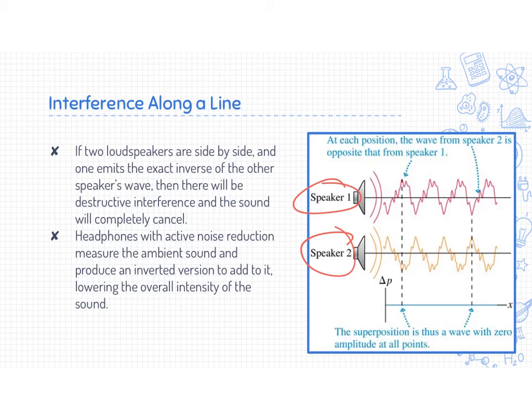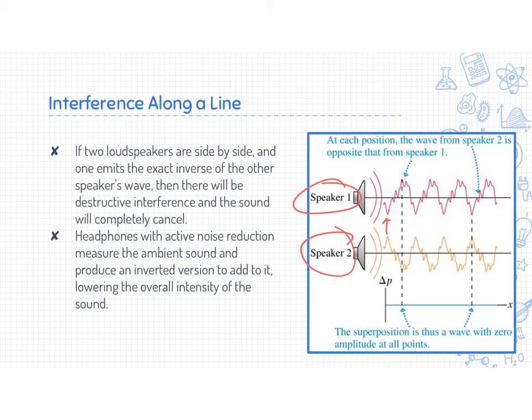What's speaker 1? Speaker 1 is just the outside world, all right? So it's not an actual speaker, but speaker 1 is the noise coming from outside. Speaker 2 is your actual headphones.